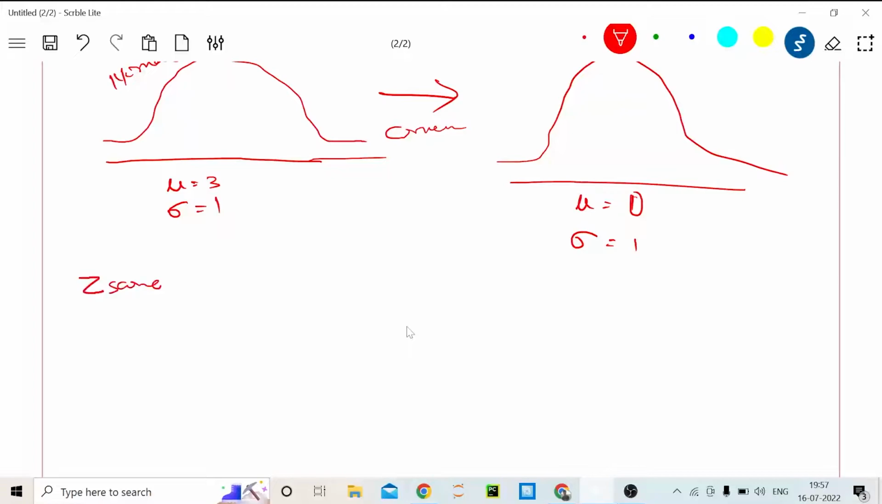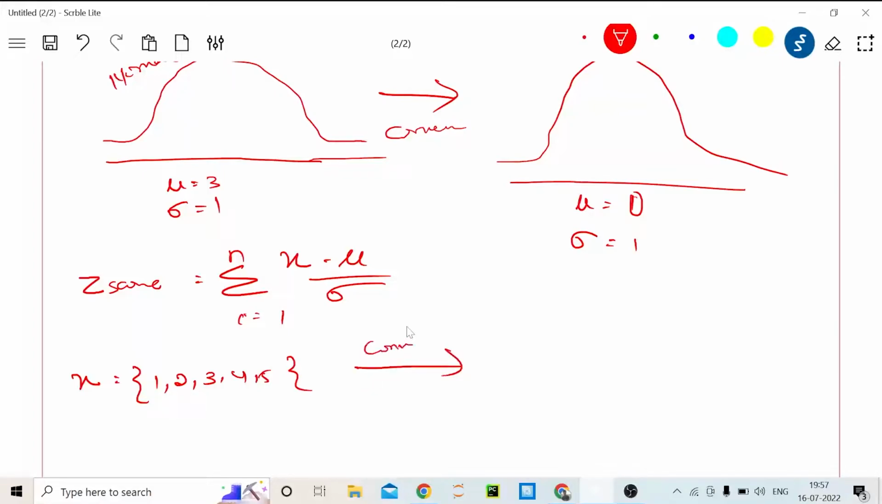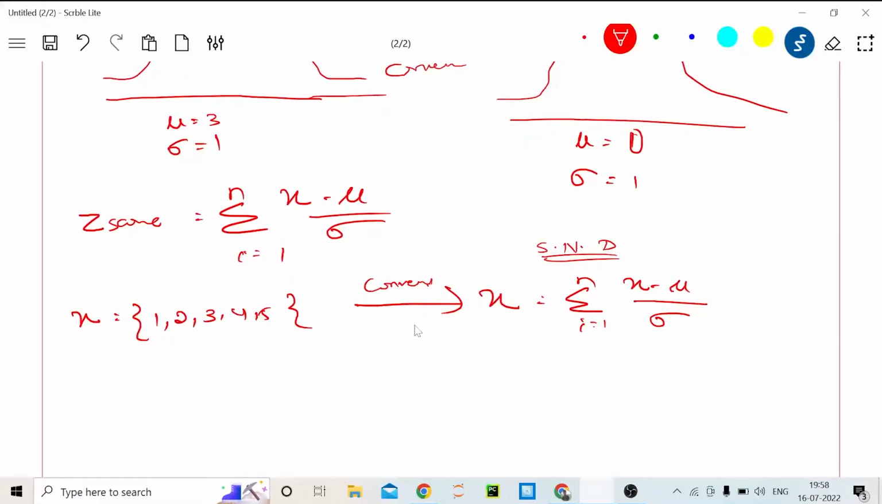The z-score formula is z = (x minus mu) divided by the standard deviation, with i from 1 to n. That is called the z-score value. I will give you an example: our values may be x equal to 1, 2, 3, 4, 5. Let's say this is from a normal distribution and we will convert it to a standard normal distribution. Then our value should be (x minus mu) divided by sigma. Let's say in this case our mu is 3 and our standard deviation is 1.